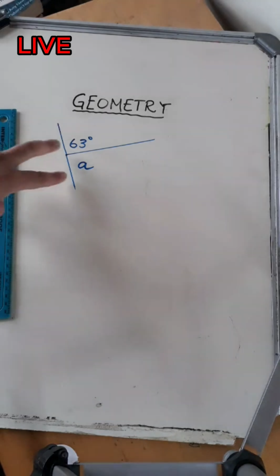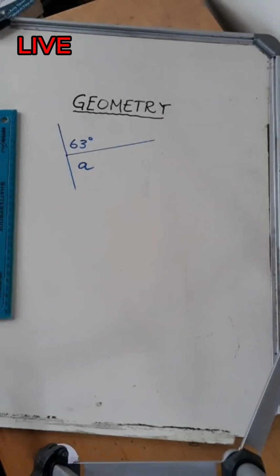Okay, so let's look at this first example. We are asked to find the value of A, and this is geometry. This section is based on angles on a straight line is equal to 180 degrees, and that is the only theorem that we're going to apply on the next few examples.